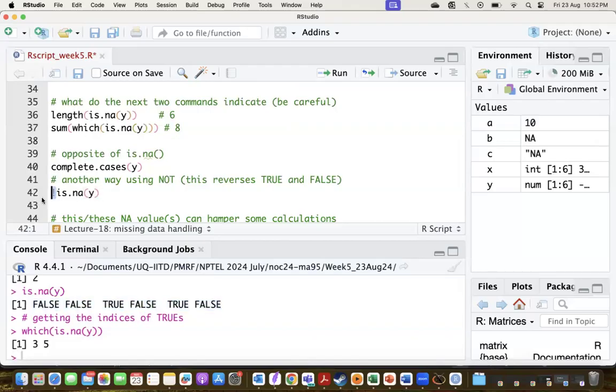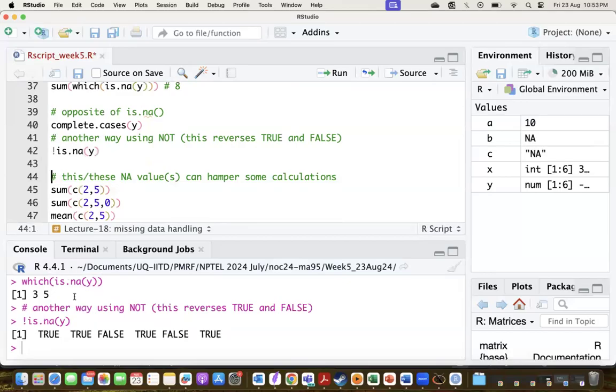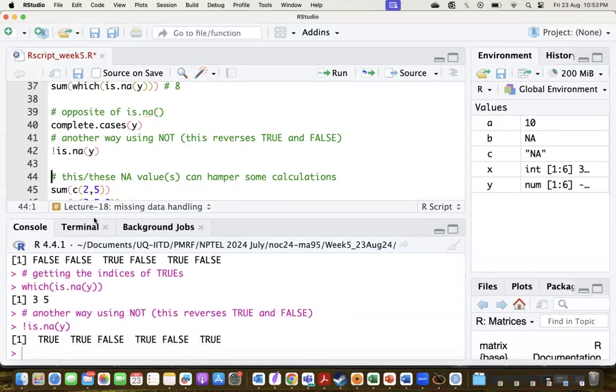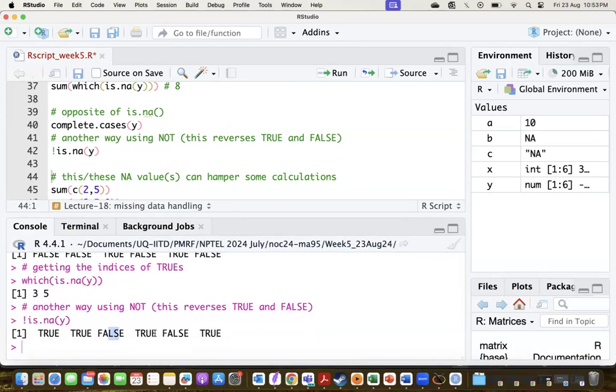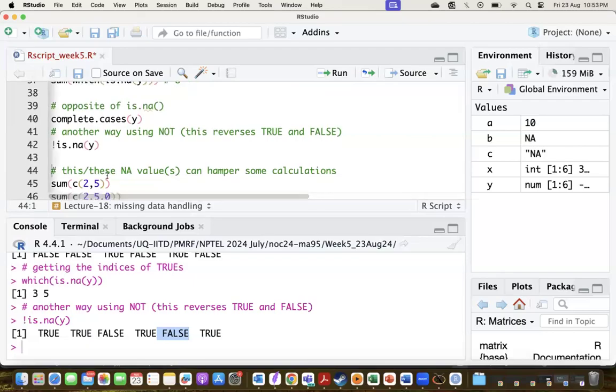You remember this exclamation? I'm not sure if we explicitly discussed it in the last problem solving session, but this exclamation is a not symbol. So wherever you have true, this gives you false. Wherever you have false, it gives you true. So if I run exclamation is.na, then you can see I simply got the opposite answer. The third and fifth elements are now false, and everything else is true.